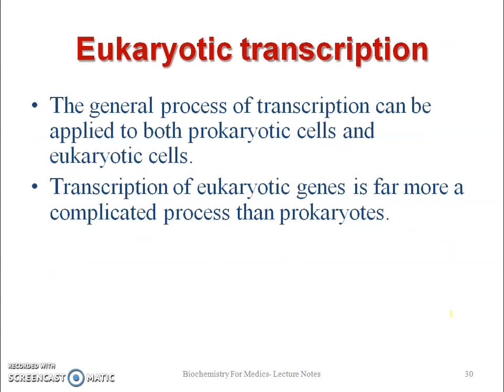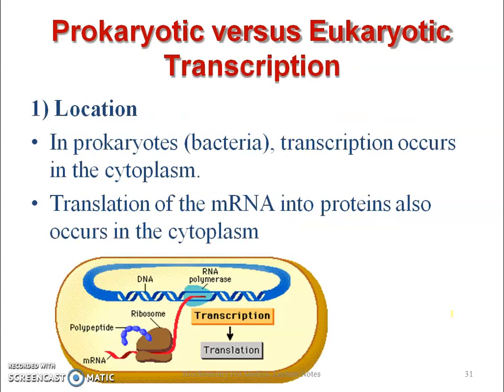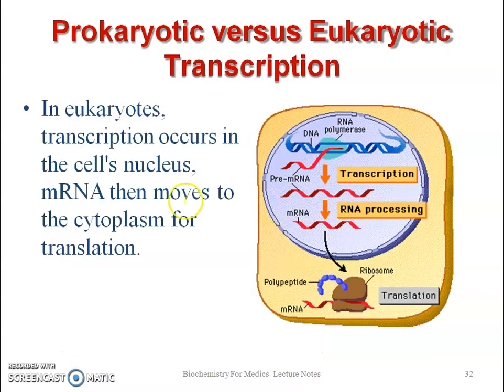The general process of transcription can be applied to both prokaryotic cells and eukaryotic cells. Transcription of a eukaryotic gene is far more complicated than in prokaryotes. The prokaryotic versus eukaryotic transcription: the location. In prokaryotes, that is in bacteria, transcription occurs in the cytoplasm. In eukaryotes, it occurs inside the nucleus, and then translation occurs in the cytoplasm. So here you can see very well.